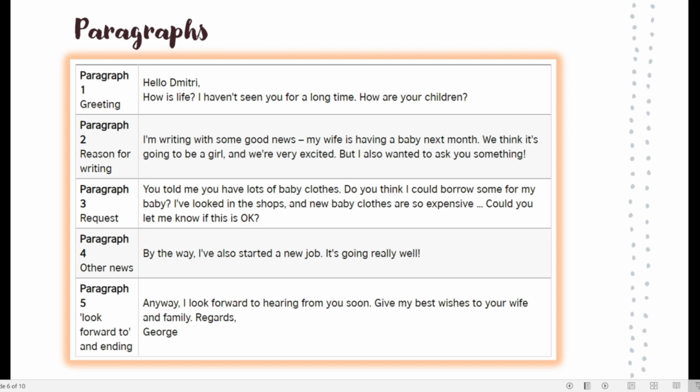For example, like this, paragraph 1, you may use for the greeting or starting the email. And then paragraph 2 for reasons for writing. So basically, what is your intention in composing this email? You can give some more information here. And then paragraph 3 is the request. What do you expect from the reader after reading your email? Paragraph 4, if you consider this to be a new topic, you can add more paragraphs here. And then the last one for closing. You can give a standard phrase for closing your email.